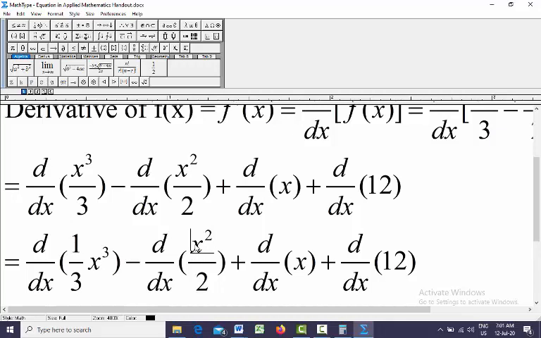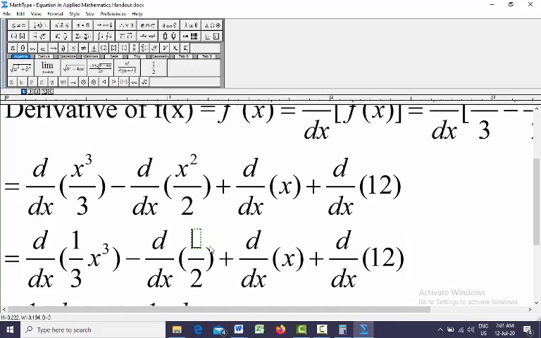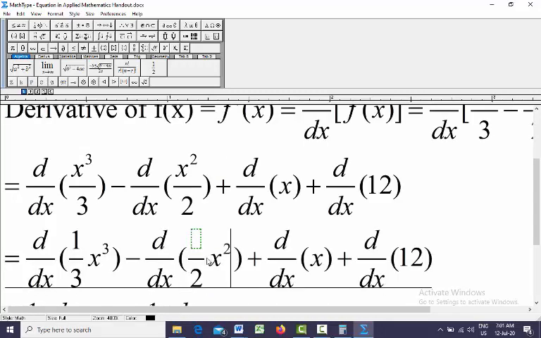Similarly here also, we need to keep this out. We need to separate it. Since we do not have anything there, we can put a 1 there. So that way, and this one we can do it.